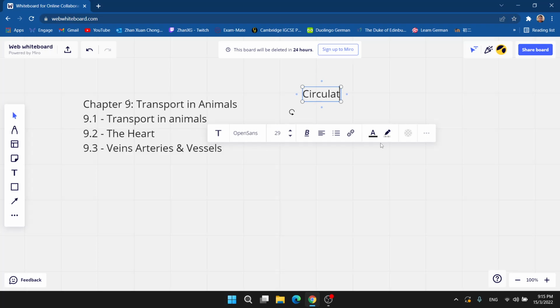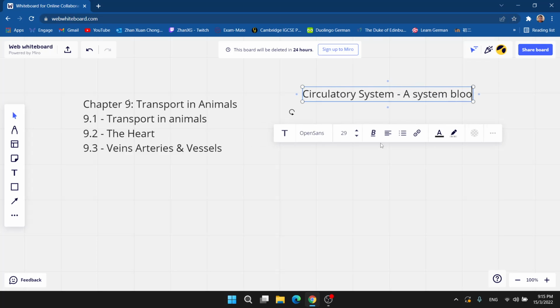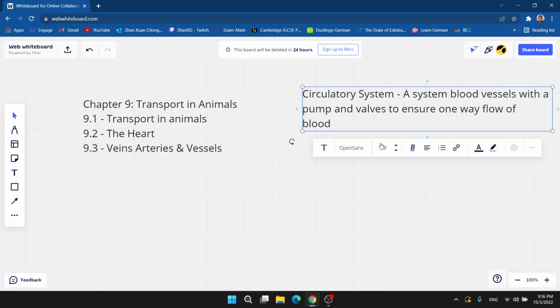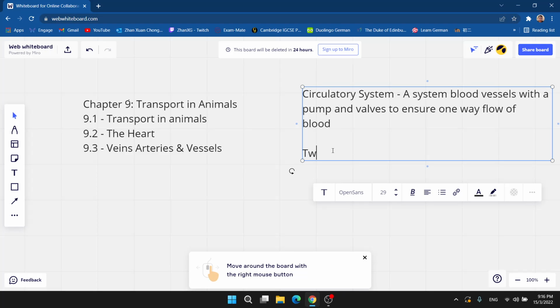The circulatory system is basically a system of blood vessels with a pump and valves to ensure one-way flow of blood. That is the definition of the circulatory system. In the circulatory system, there are two parts: the single circulatory system and double circulation.